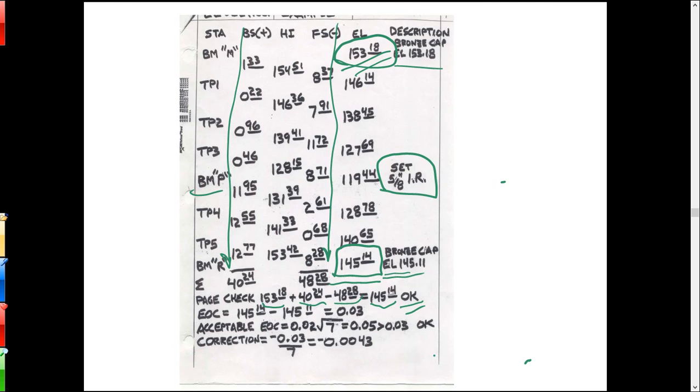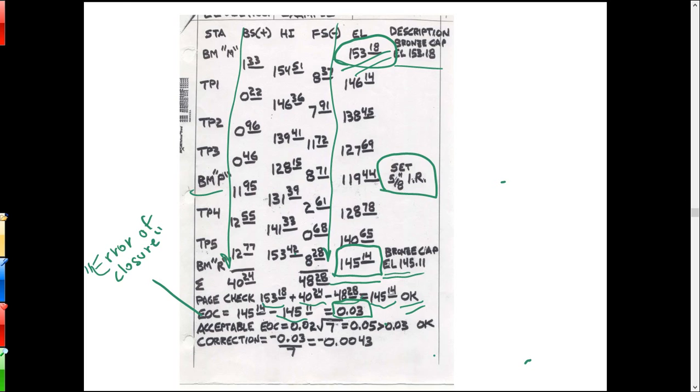Now, what I want to do next is figure out how much error I got, okay? That's referred to as the error of closure. And this is commonly done when you do what I call a control survey, which is what we're doing. We're setting a benchmark. We want to know how high that thing is. That's going to be control for us for other surveys, a reference point. So I want to know what my error is. I came in at 145.14, but I know that bench is at 145.11. That's 3/100 of error. I came in 3/100 too high.